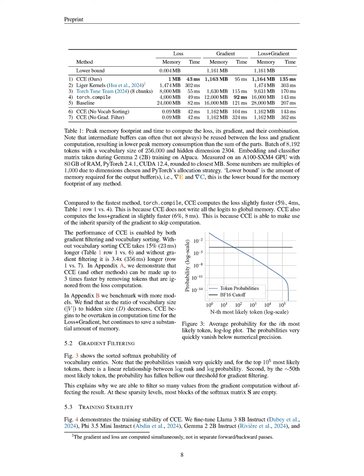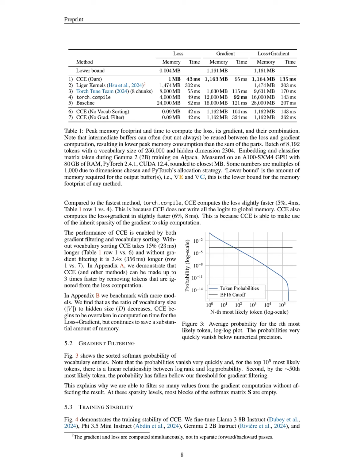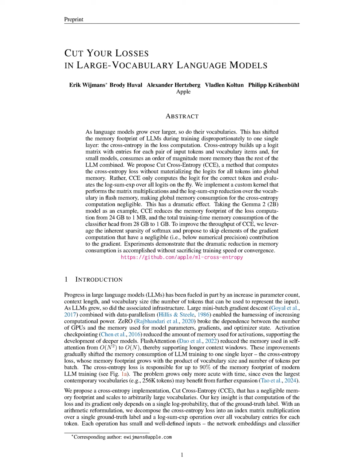In terms of computation time, CCE computes the loss slightly faster, 5% faster, than the fastest traditional method, torch.compile, and achieves a 6% faster computation for the loss and gradient combined. Additionally, CCE leverages gradient filtering and vocabulary sorting to skip unnecessary computations, leading to a 3-5x speedup without loss of precision, showcasing its efficiency in both memory and processing time.